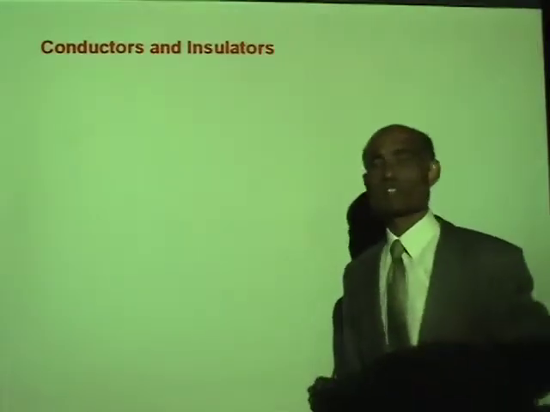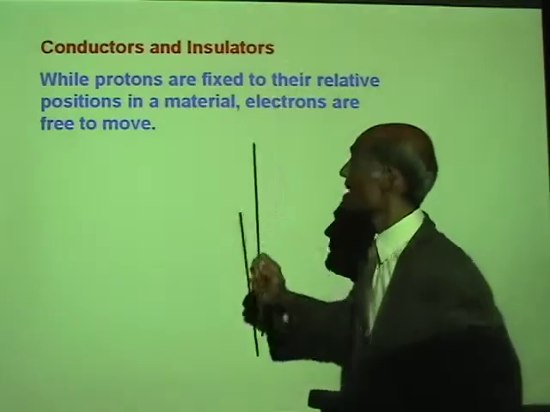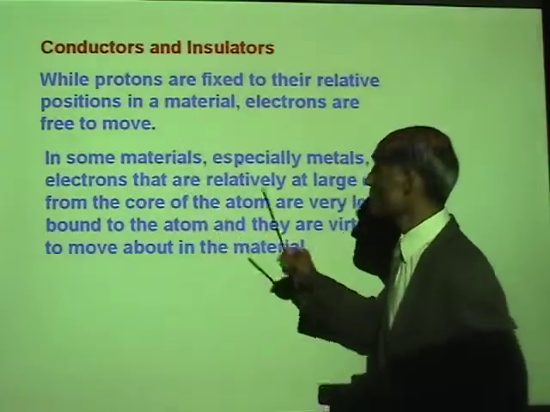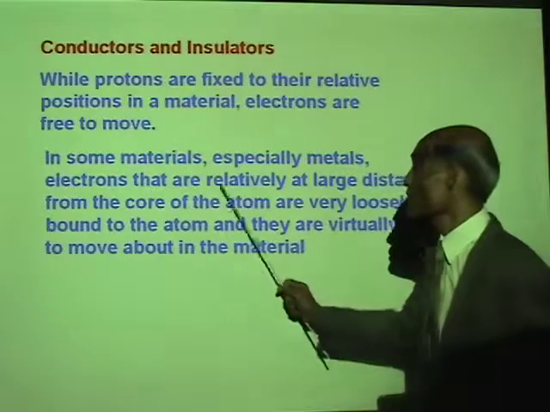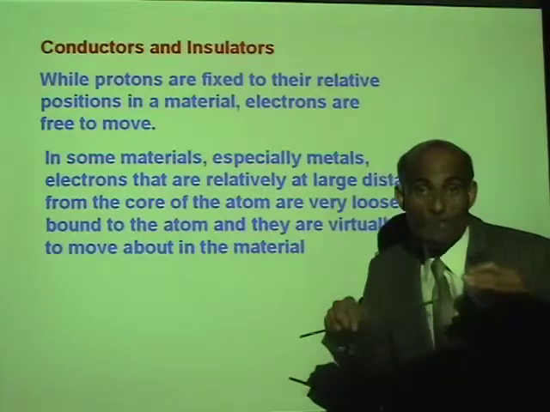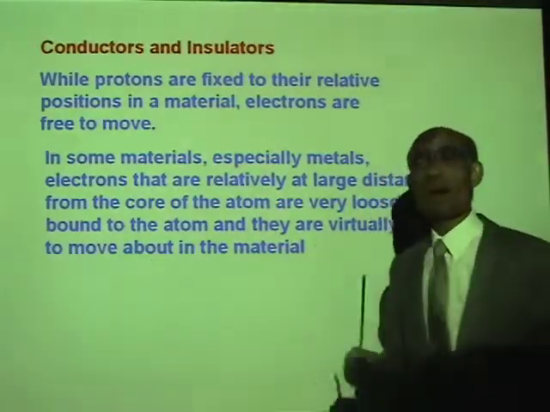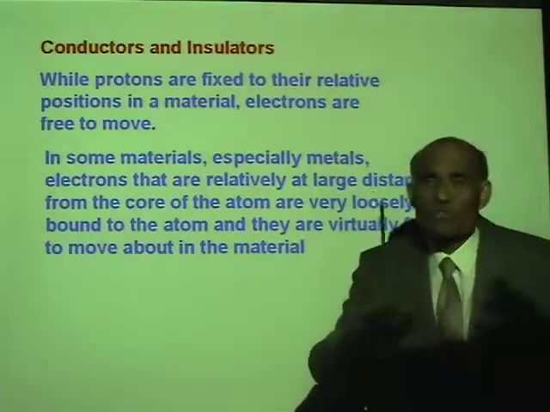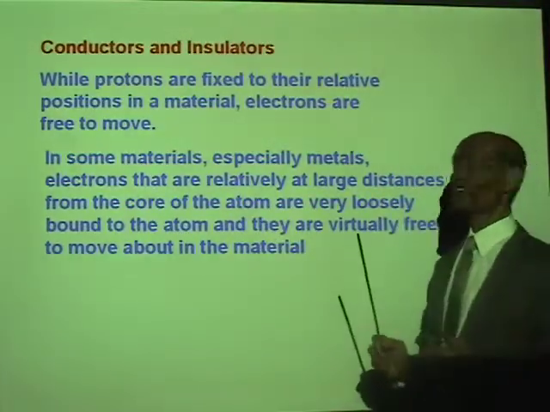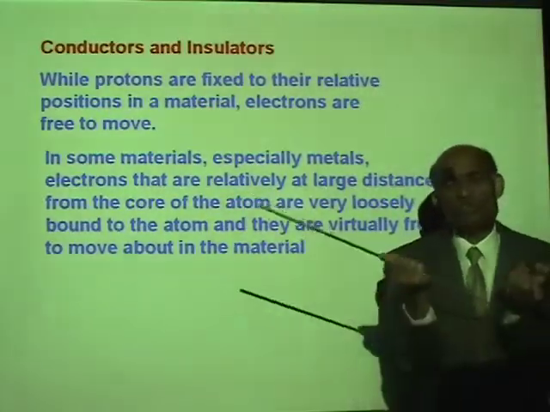What is the difference between conductors and insulators? Well, I told you earlier, protons are fixed to their relative positions, while electrons are free to move about. Well, in some materials, especially metals, electrons that are relatively at large distance from the center of the atom, that means from the positive part of the atom, are not very much connected, are very loosely bound to the atom, and they are virtually free to move about within the material.